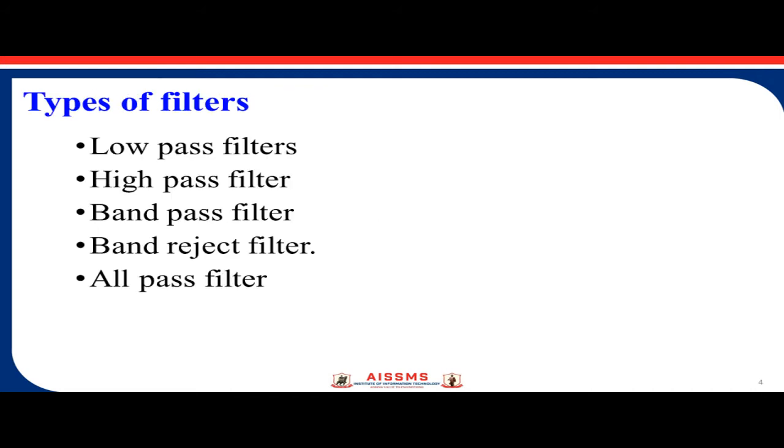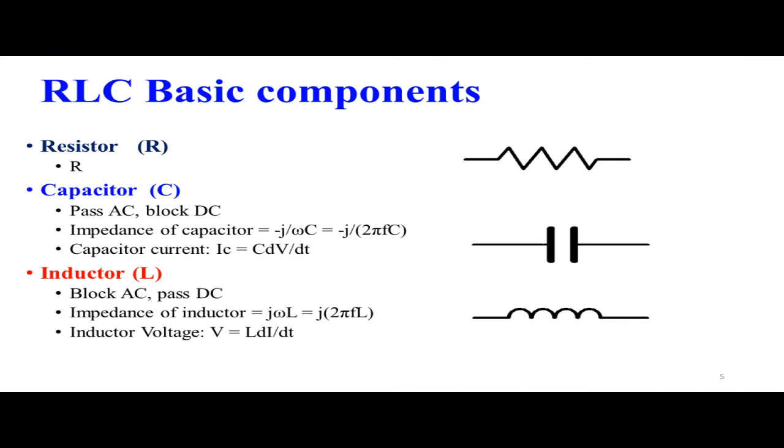These are the types of filters: low pass filter, high pass filter, band pass filter, band reject filter and all pass filter. These are the basic components used in passive filters. These are mainly RLC components.